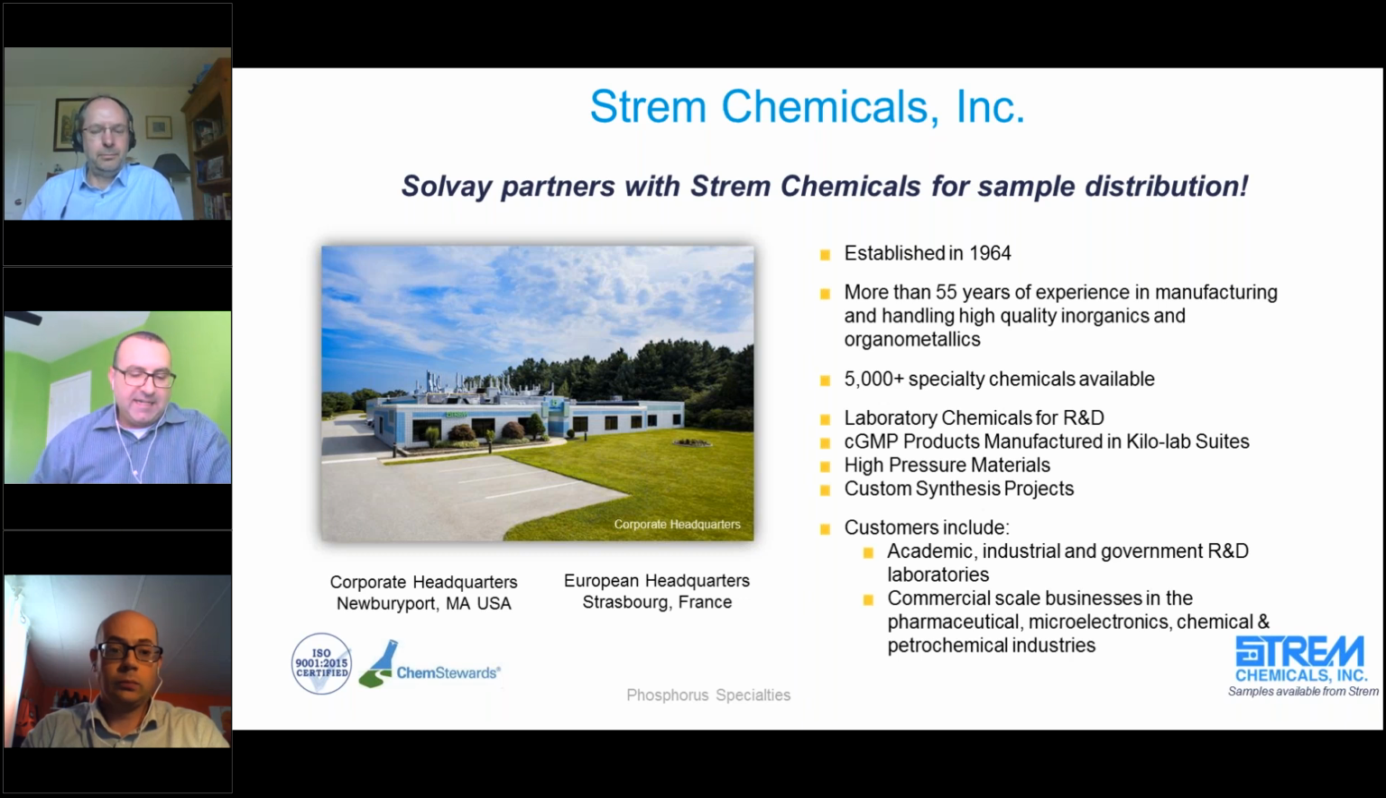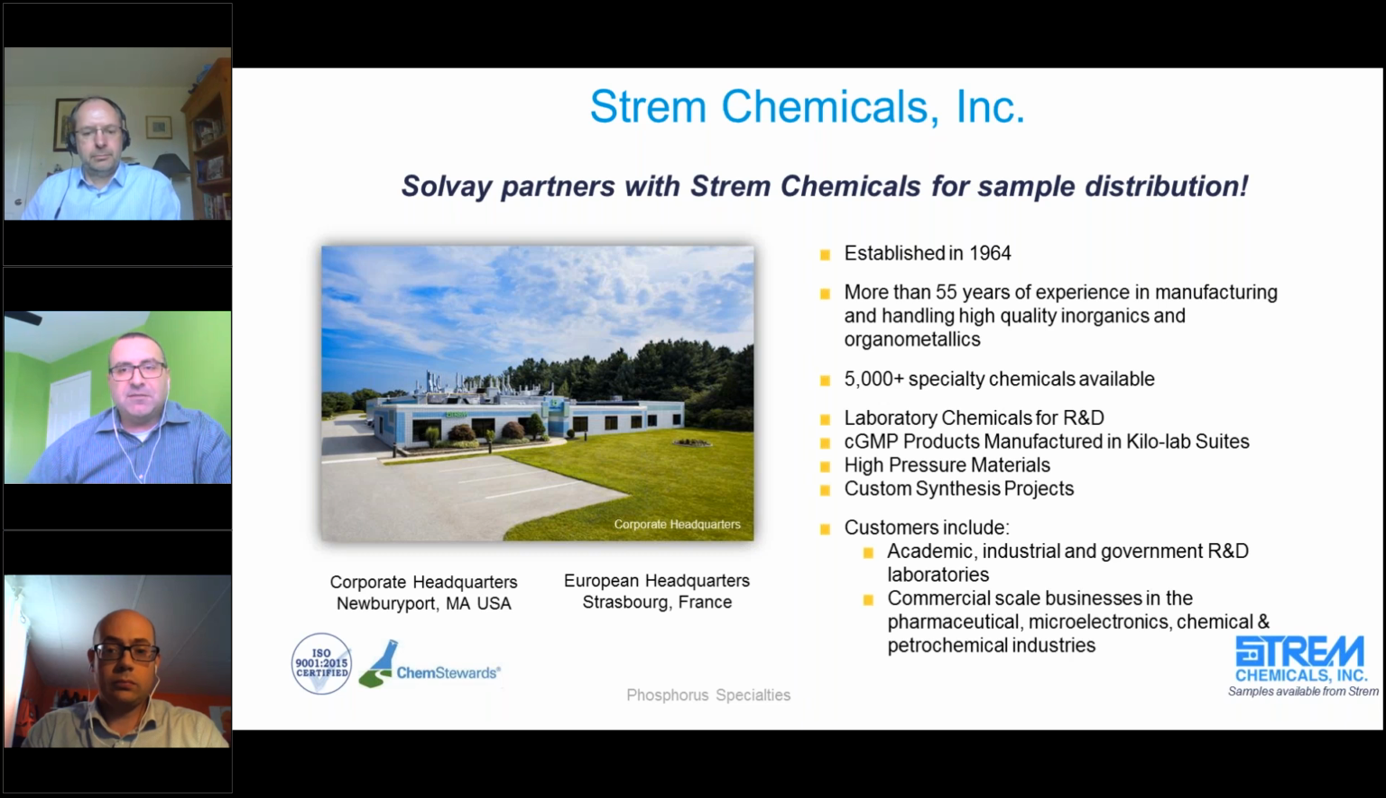So before we get into the Phosphorus Specialties business, I just want to talk a little bit about Strem Chemicals. I'm sure everybody on the webinar today is very familiar with Strem, having been established in 1964. They have over 55 years of experience in the manufacture and handling of high quality inorganics and organometallics. They have over 5,000 specialty chemicals available in their product listing. And of course, now that includes a range of phosphorus specialty products as well.